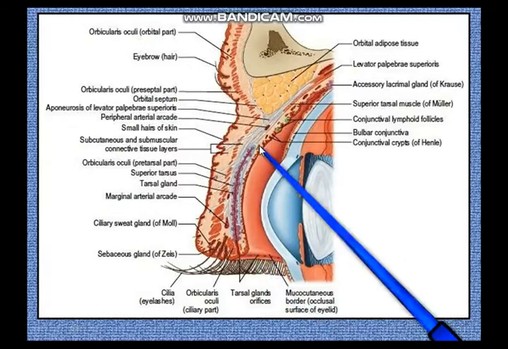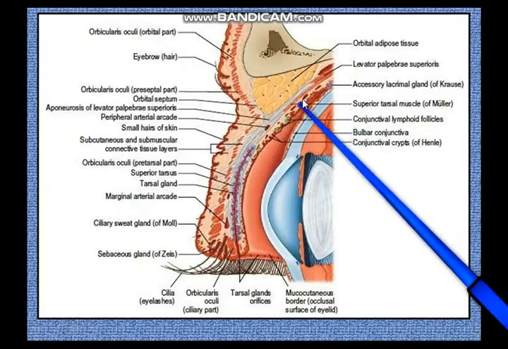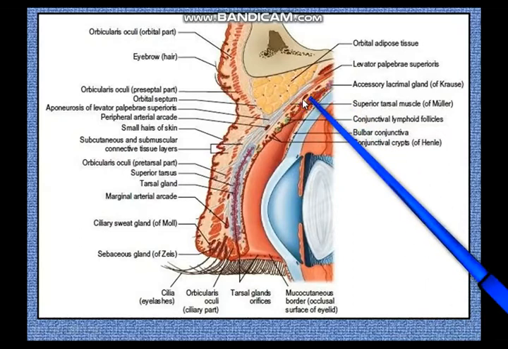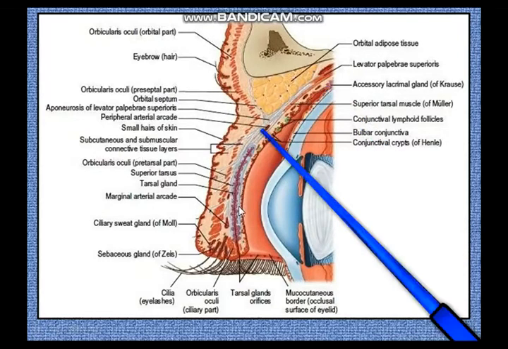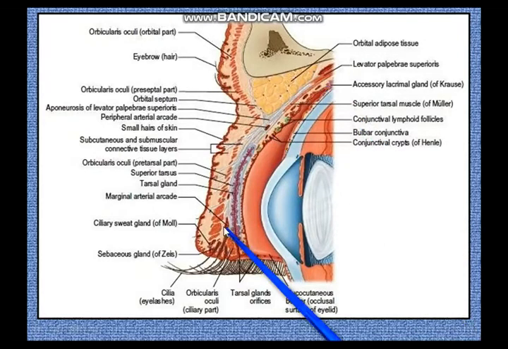So this conjunctival lining has lymphoid tissue in the subconjunctival layer. You have the accessory lacrimal glands of Krause, accessory lacrimal glands, to supply the blood vessels.